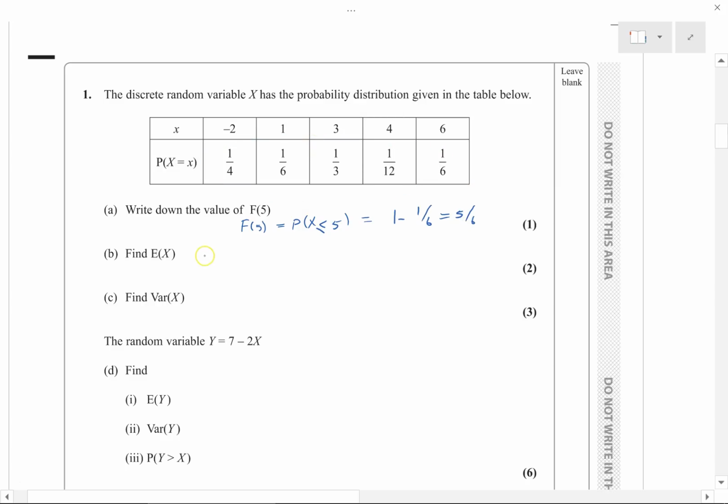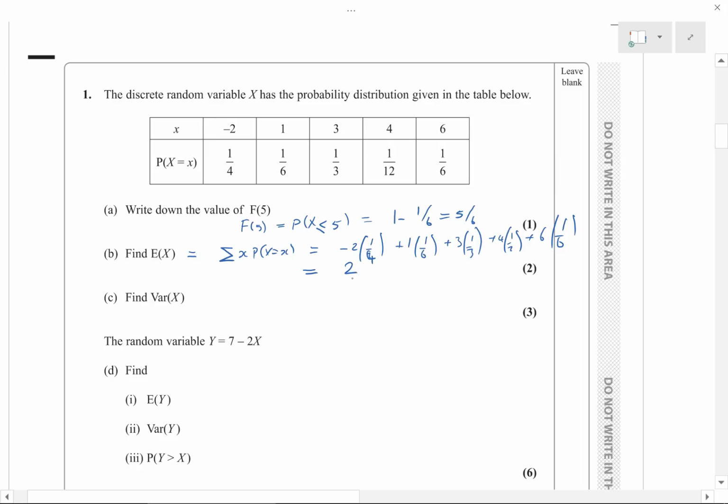Okay, E of X, there is a formula for it in the formula book. It's basically sigma x P(x) equals E(X). So basically that times that, plus that times that, plus that times that, plus that times that. So that equals minus 2 times a quarter plus 1 times 1/6 plus 3 times a third plus 4 times 1/12 plus 6 times 1/6. Work all those out, and that comes to 2.